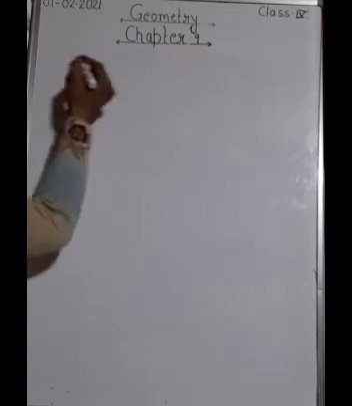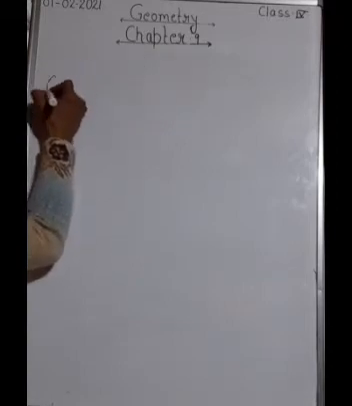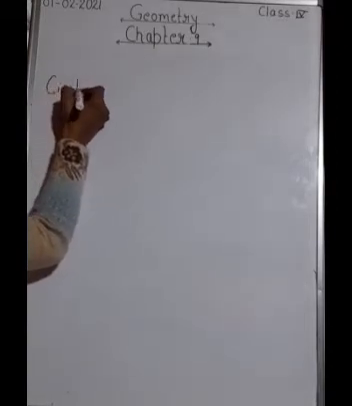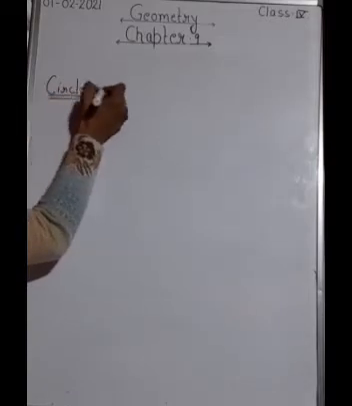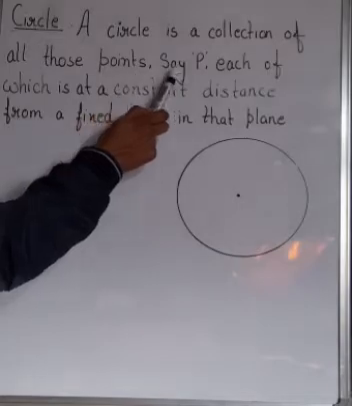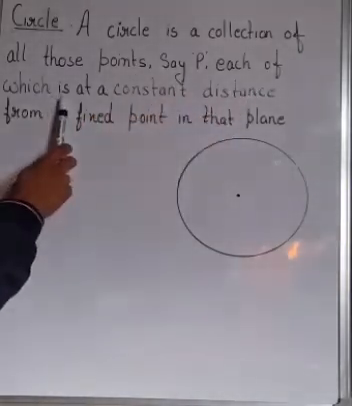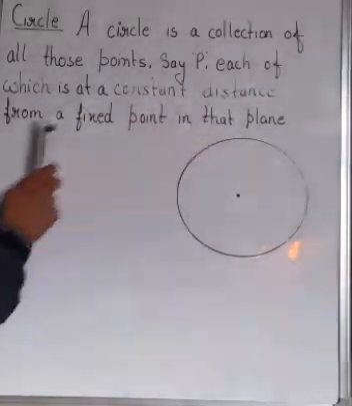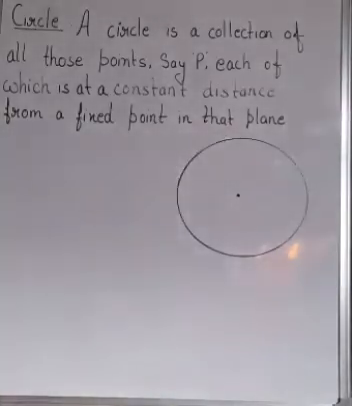Class 4th, we are continuing your chapter number 9, that is your geometry, and today we are starting a new topic, that is your circle. A circle is a collection of all those points, say P, each of which is at a constant distance from a fixed point in that plane. Now what is the meaning of this definition?